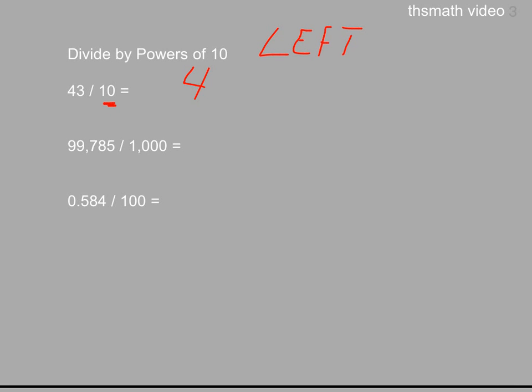And again, I'm moving left this time because I'm dividing. So my decimal point is after the 3, and now I move it left 1 time. So my answer is 4.3.